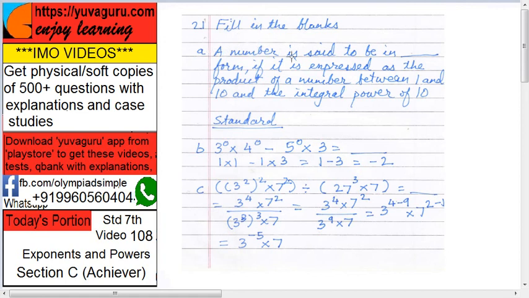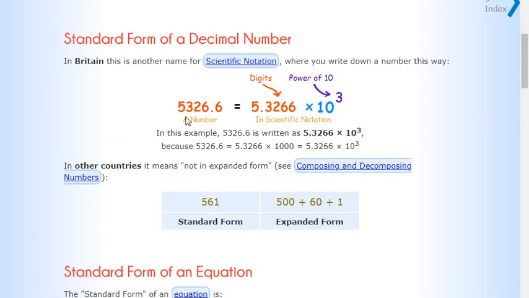A number is said to be in standard form if it is expressed as a product of a number between 1 and 10 and an integral power of 10. It means, see this example, 5326.